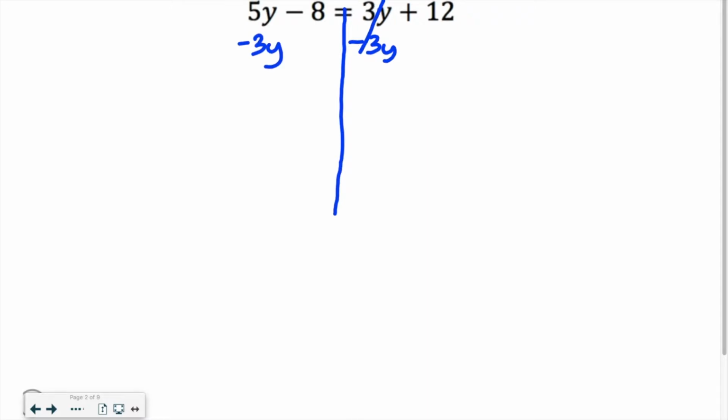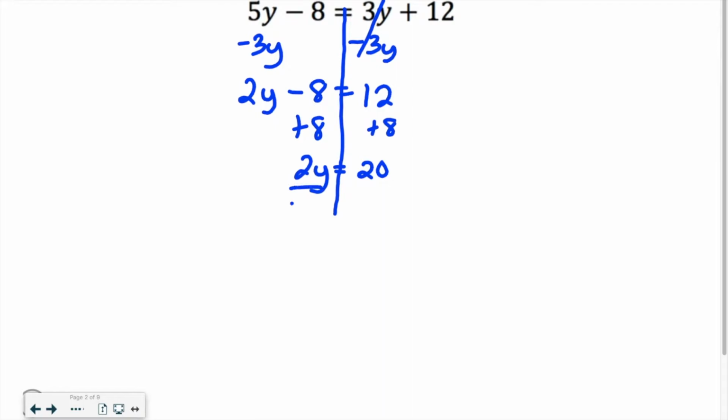And that cancels this out, leaving us with 2y over here. And I'm going to bring down my -8 that I didn't do anything with, my equal sign, and the positive 12. So now I can just do the regular multi-step, which is just adding 8 to both sides. Then you get 2y equals 20. Then we're going to divide by 2. And you get y equals 10.